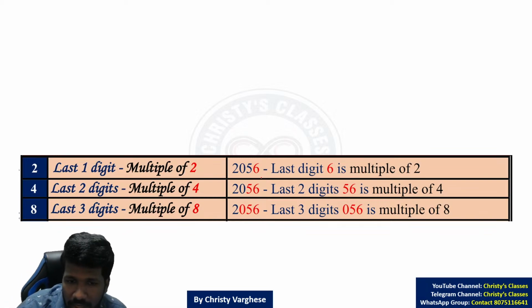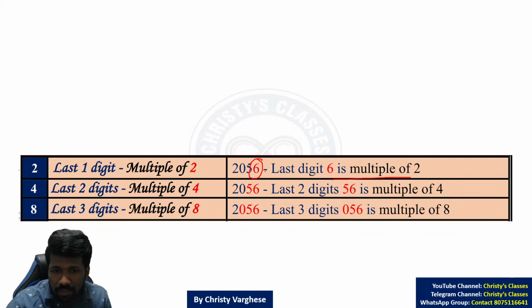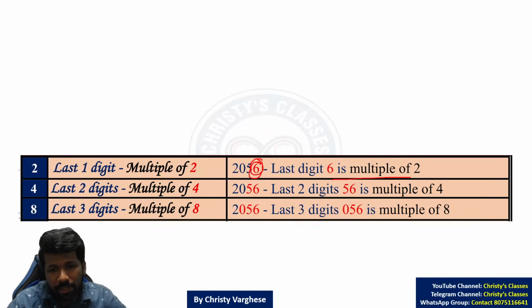I will explain. For example, 2056, the last digit is 6. That is divisible by 2. Now divisible by 2 means 6 is a multiple of 2. Multiple, divisible, both mean the same. Just this digit is enough to check that, na? Yeah, that is already clear to all of you, I guess. An even number is divisible by 2.